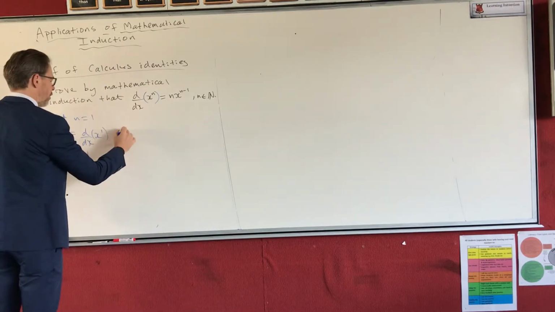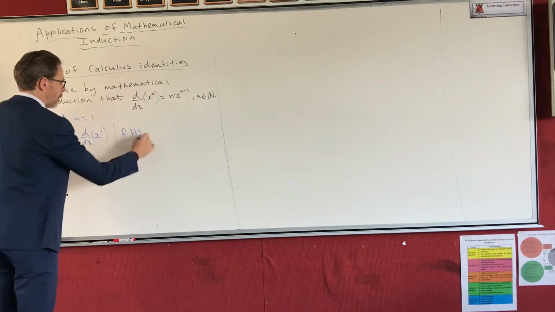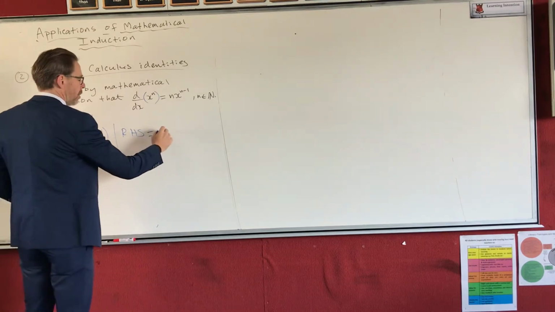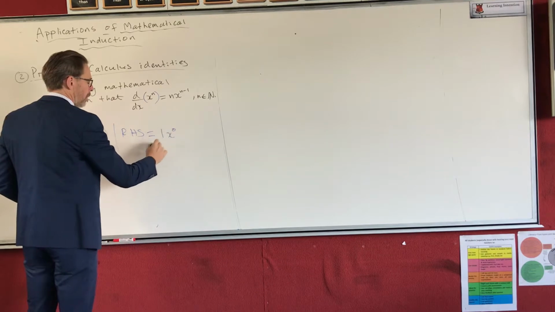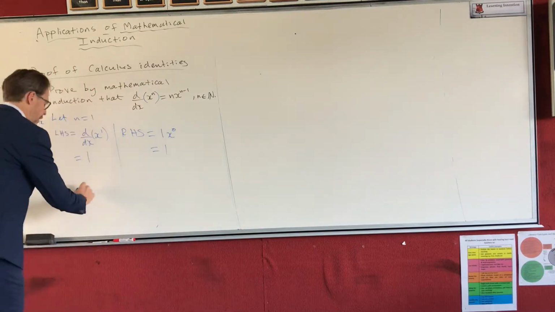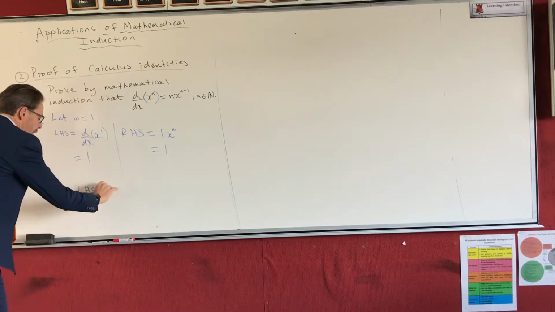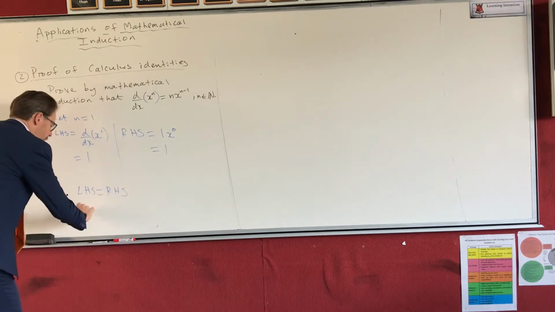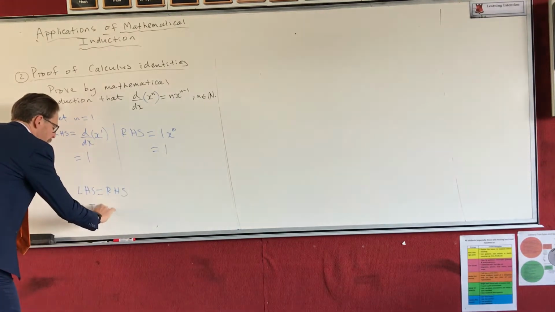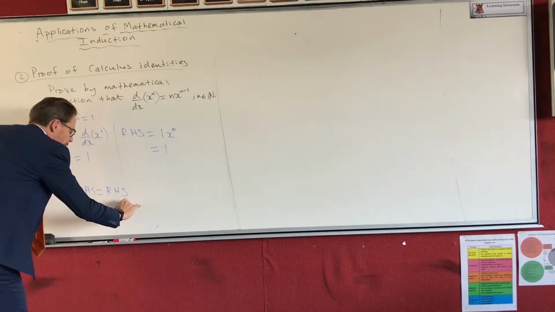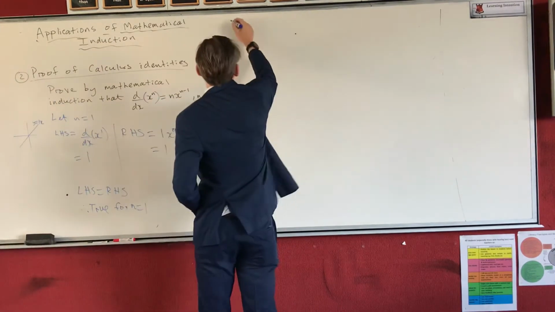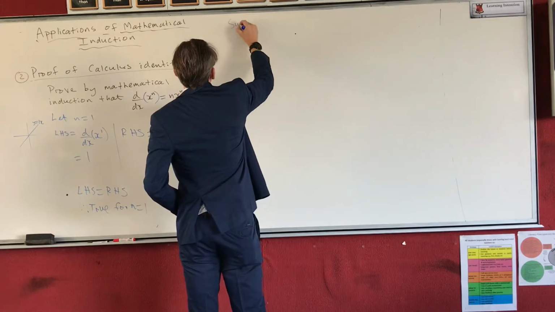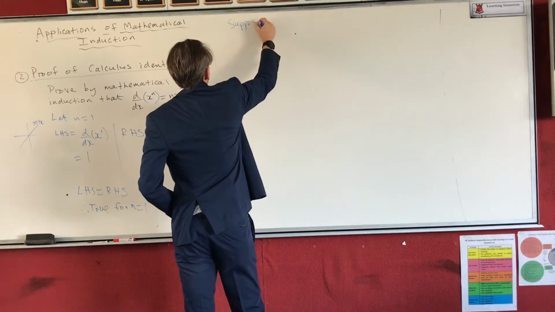Now, let's look at the right-hand side. So the right-hand side is 1, x to the 0, which is just 1. So left-hand side equals right-hand side, therefore true for n equals 1. Okay, now suppose true for n equals k.